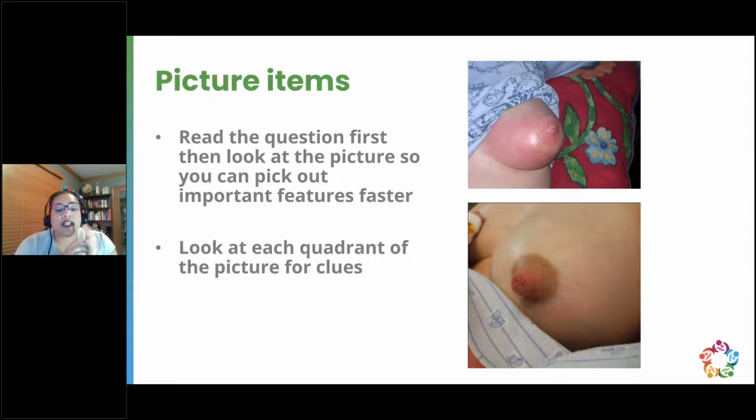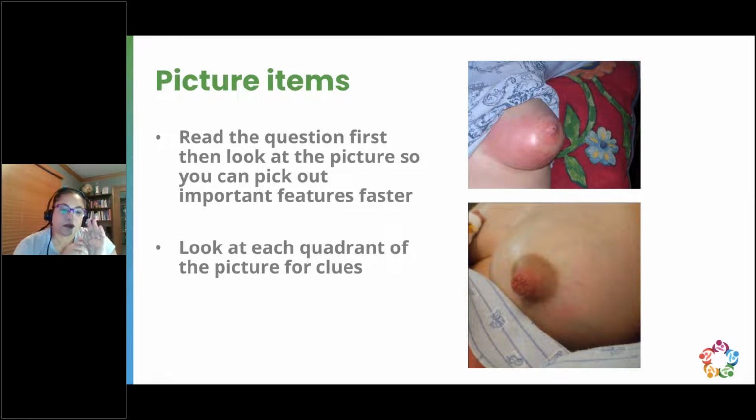A more likely image is the redness seen under the nipple on the image at the bottom. It's a little bit more subtle. So read the question first and then look at the picture. Keep in mind that the images are not perfect and some may appear dated. Some may not even seem clear to you.